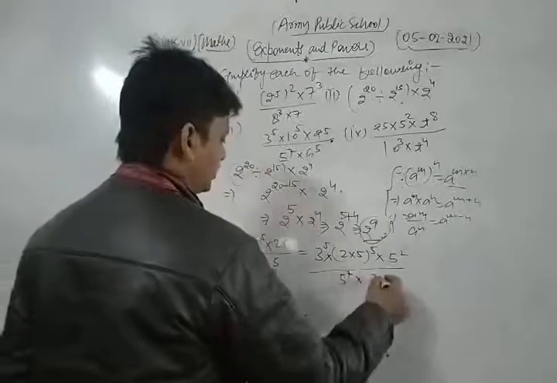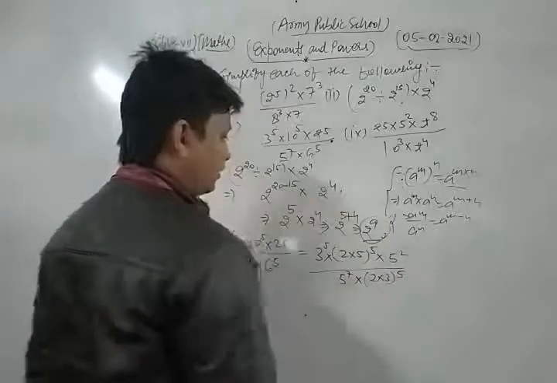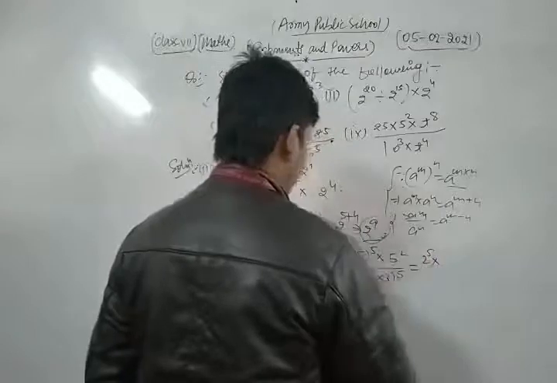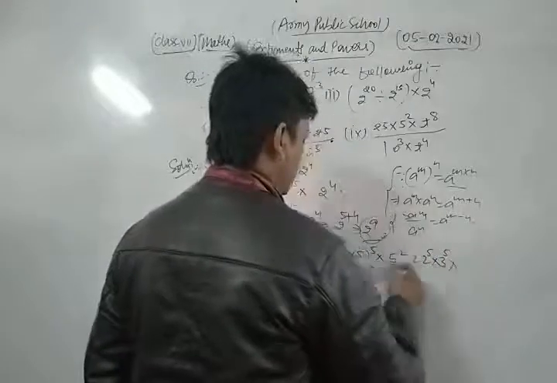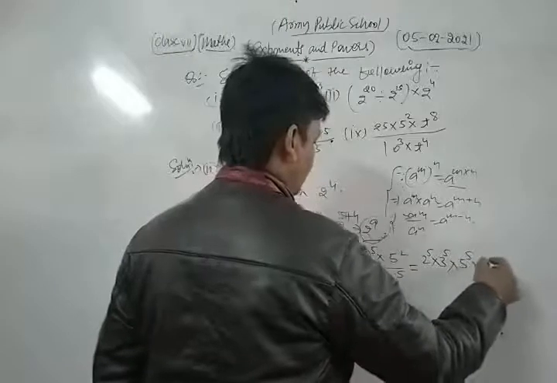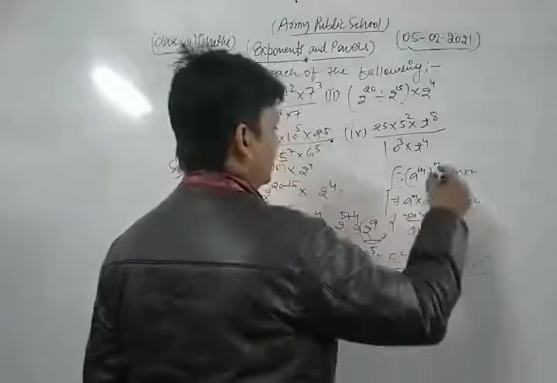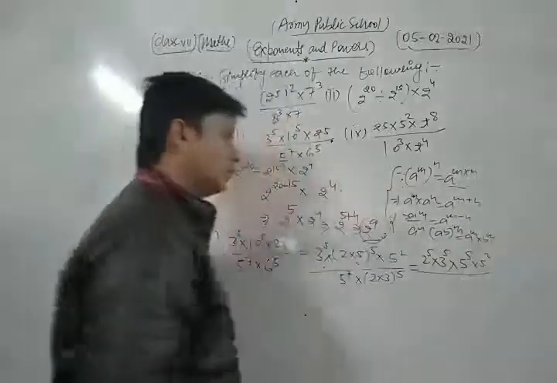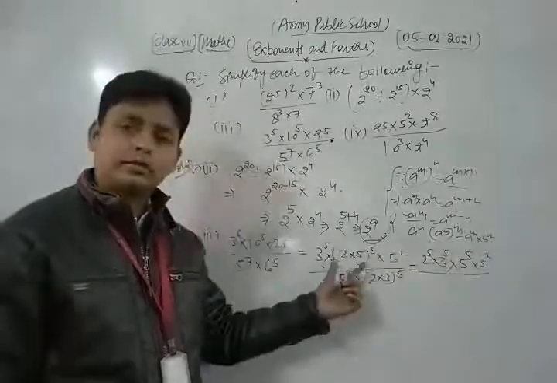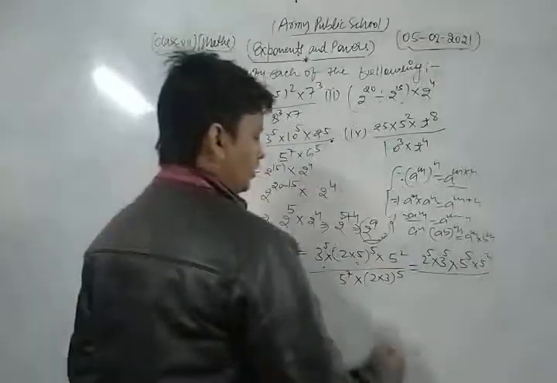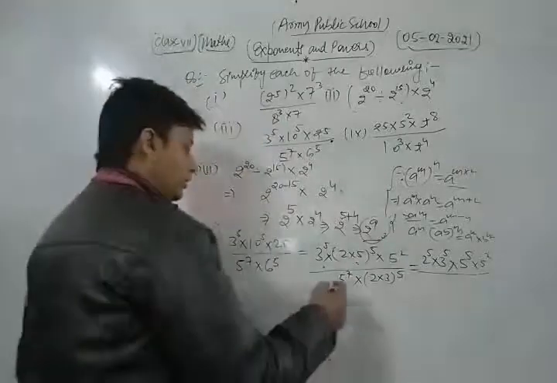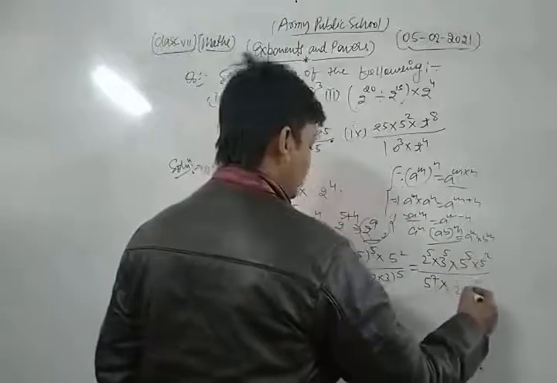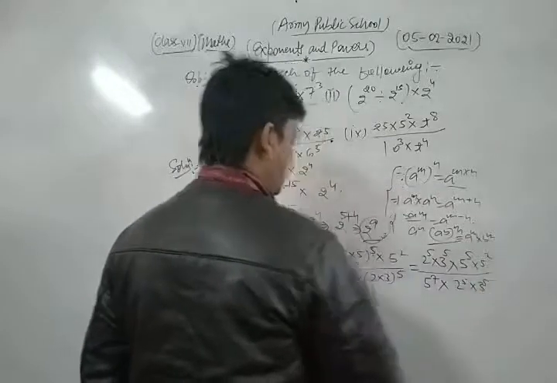Here 6 we write as 2 into 3, whole power 5. Now we write 2 power 5 into 3 power 5 into 5 power 5 into 5 power 2, as it is. Here we use the law of exponent: (ab) power m is equal to a power m into b power m. According to that law we split the values. In the denominator we write 5 power 7 as it is into 2 power 5 into 3 power 5.